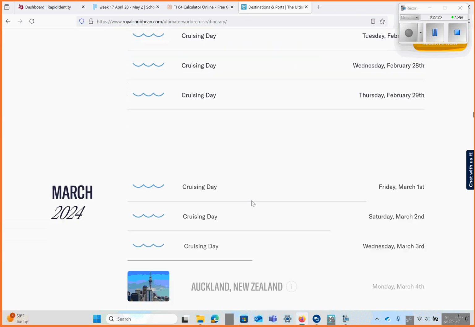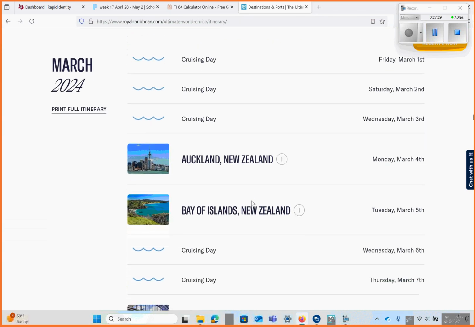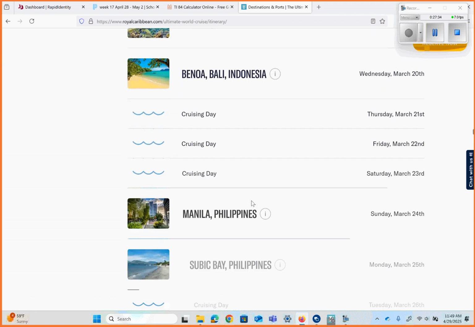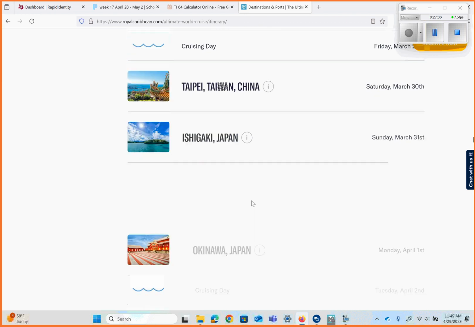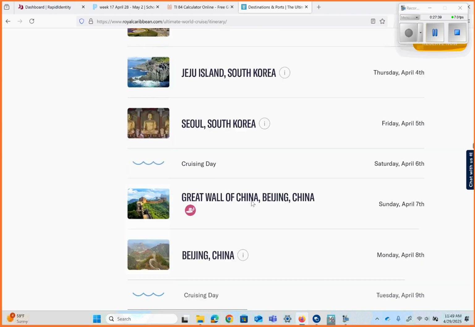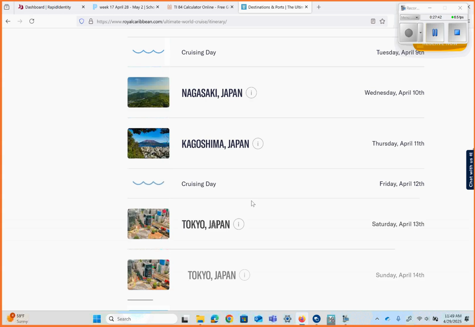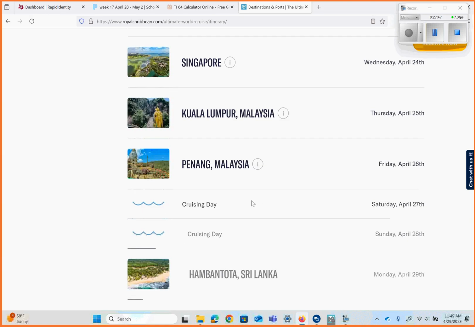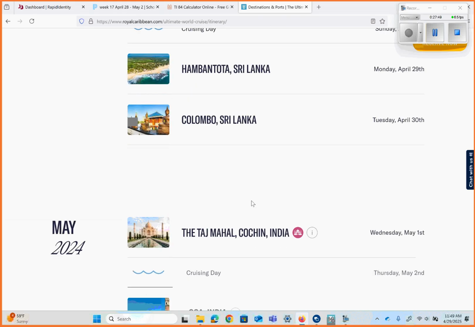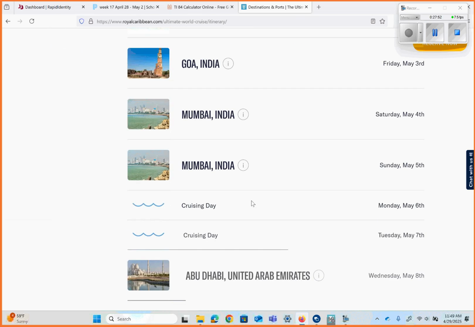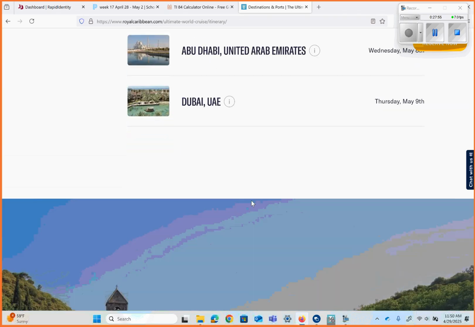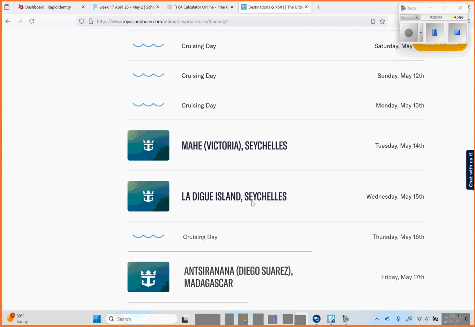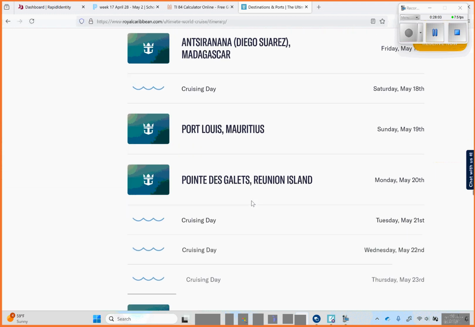Hawaii, Polynesia. You got some of these that are 5-6 days of cruising. New Zealand, Australia, Indonesia, Philippines, China, Japan, South Korea. More China, more Japan. I mean, you're at different ports. 4 days of cruising. Vietnam, Singapore, Malaysia, Sri Lanka, India. I mean, you got some great stuff you're seeing on this cruise, and you're not even done. You know, Dubai. I mean, this is where this cruise goes.